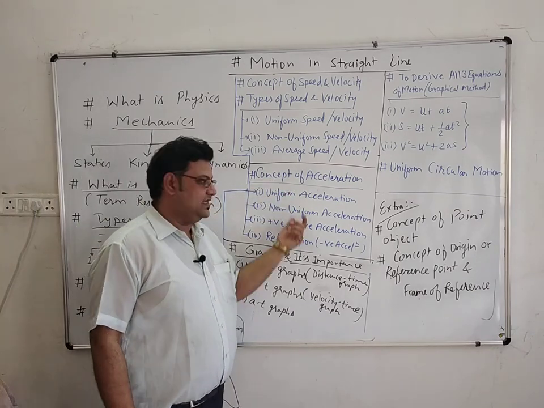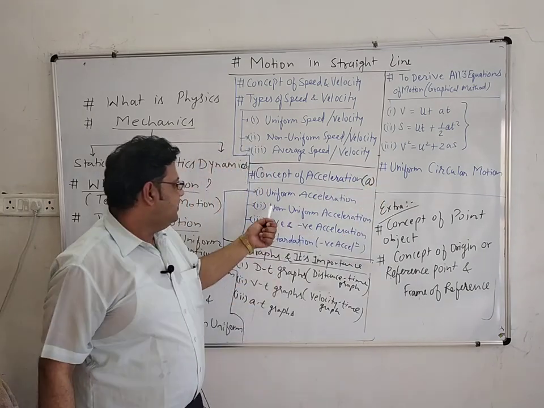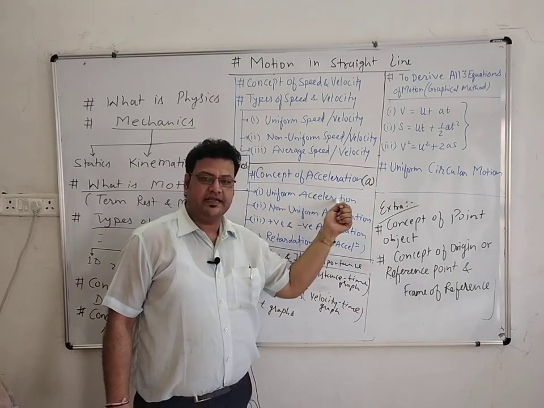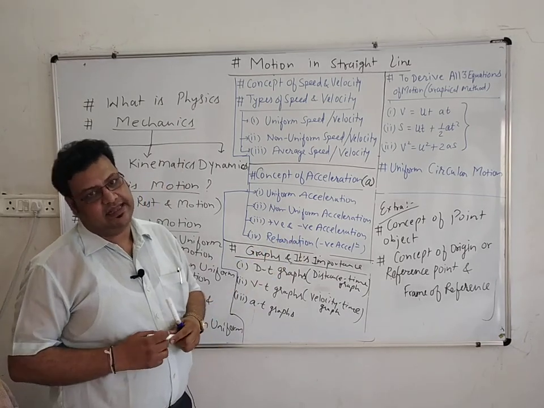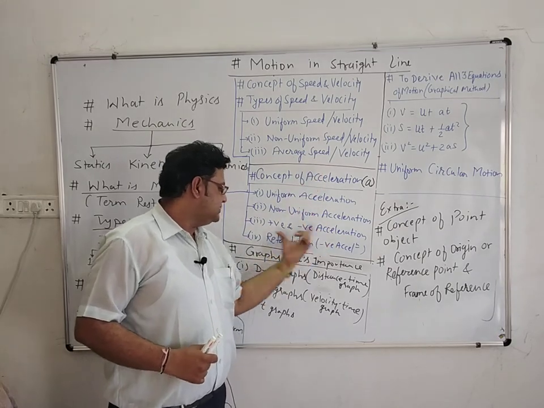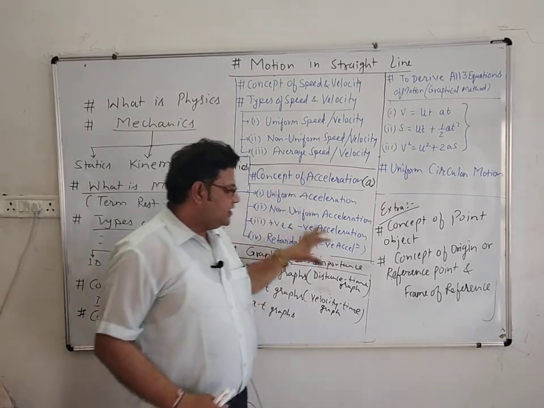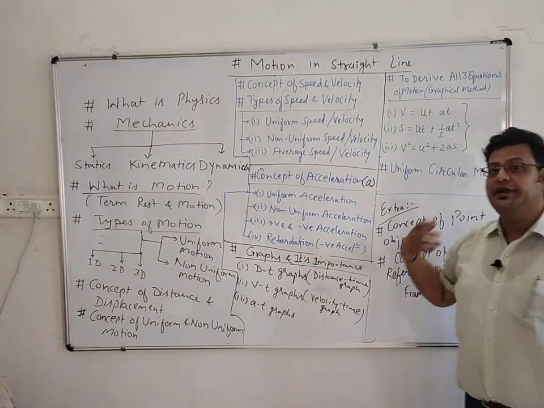What is acceleration? Its symbol would be a, small a. Then similarly uniform acceleration, non-uniform acceleration, what is positive and negative acceleration, then retardation, which is nothing but the negative acceleration. We'll be learning all these things here. Then after covering all these topics, we'll be studying the graphs, their importance and how to read the graphs.